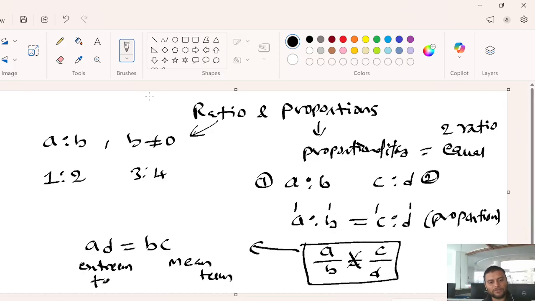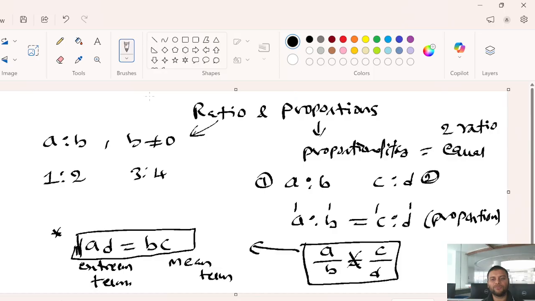So you can also say in words that if the product of extreme terms of two ratios is equal to the product of mean terms of the two ratios, then those two ratios are in proportion. If you are saying that two ratios are in proportion, this is the mandatory condition: those two ratios should follow product of extreme terms equals product of mean terms, that is AD is equal to BC. This is about ratios and proportions.